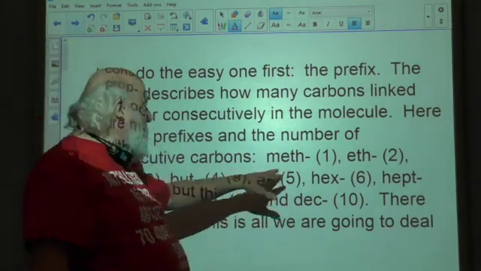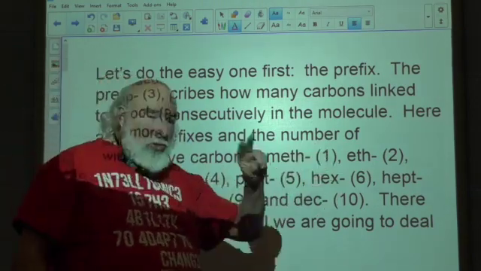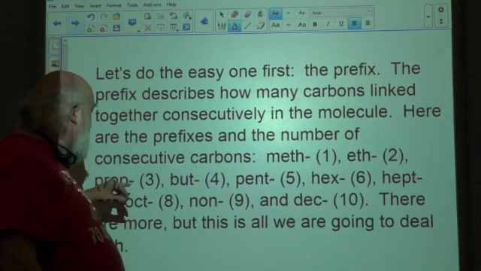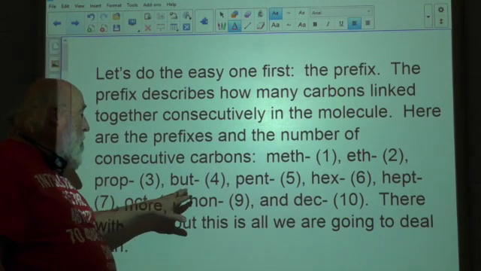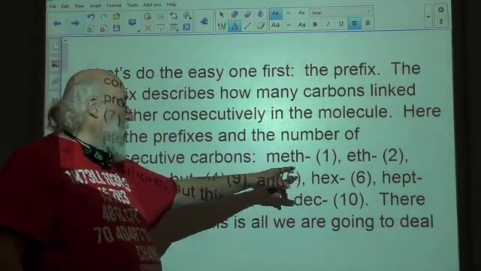The first one is meth. That means you have one carbon. Meth means one carbon. Eth means two carbons. This is pronounced prop, not prop. This is prop, 3. This is pronounced but, 4. Pent, 5. Hex, 6.